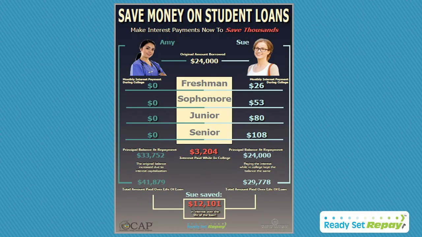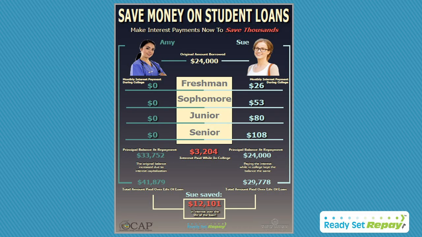Fortunately, there are several ways you can reduce the amount of interest you'll pay on student loans. First, consider making interest payments while you're in college and during periods of deferment or forbearance. This will prevent the interest from capitalizing over time.